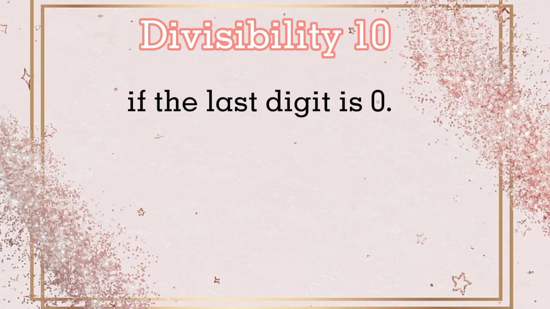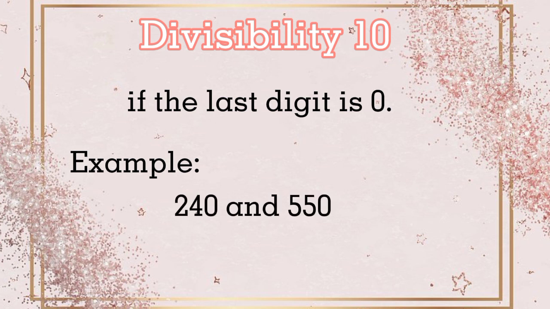Next is the divisibility by 10. This one is very simple and easy. Here, we just need to check if the last digit is 0. For example, 240 and 550. Here, the last digit is 0, so both numbers are divisible by 10.